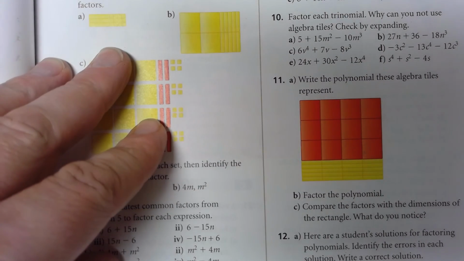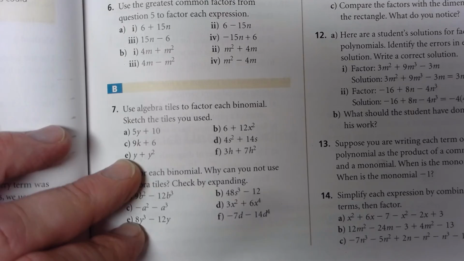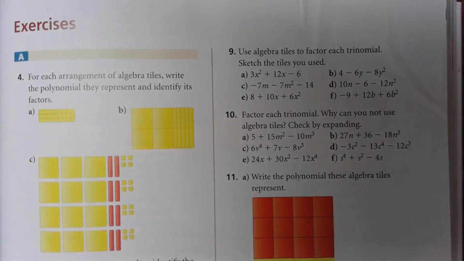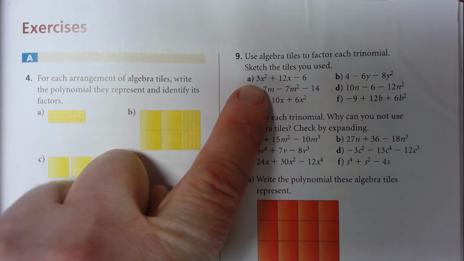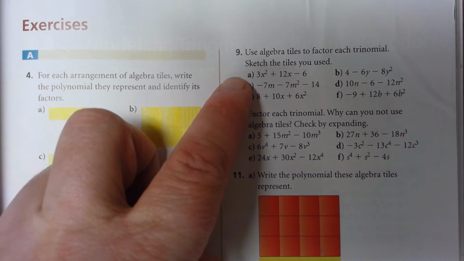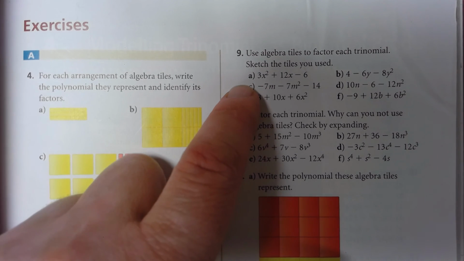And we're not using algebra tiles at all. Do all this on paper like I showed you. Don't worry about algebra tiles. We're not really using them at all. Don't need to. Used them before. So here, this is the one that counts for marks. Number 9, A to F.